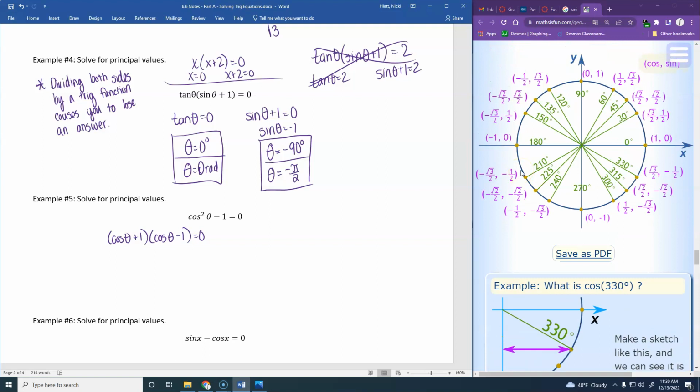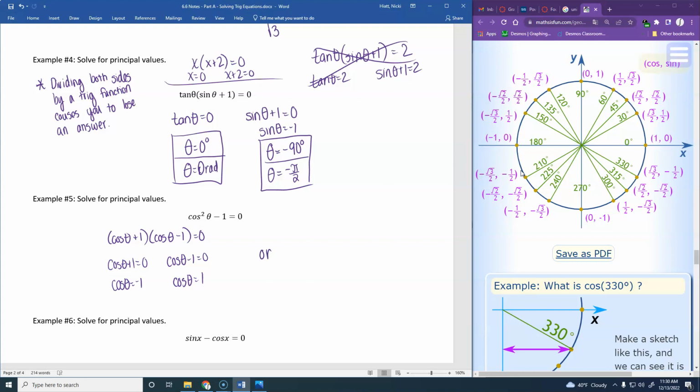And if we do that, now that it's factored and it's equal to 0, we could set each one equal to 0. Cosine theta plus 1 would equal 0. Cosine theta minus 1 would equal 0. So that would give us cosine theta equals -1 and cosine theta equals +1. And we're not done, we need to get our answers.